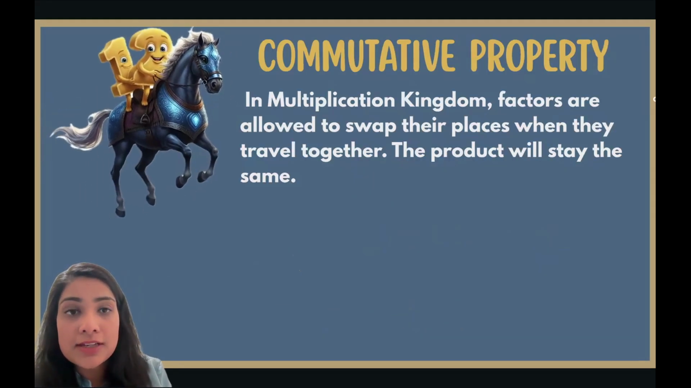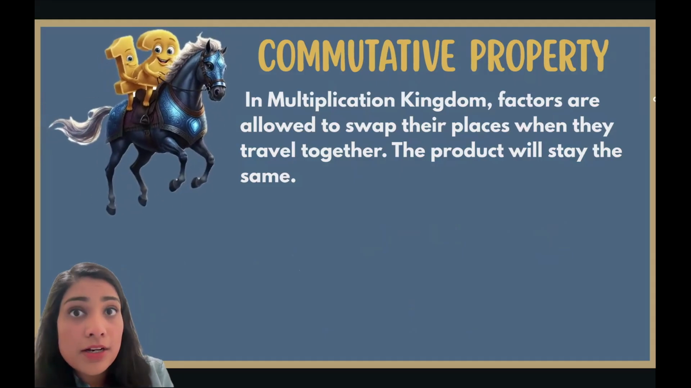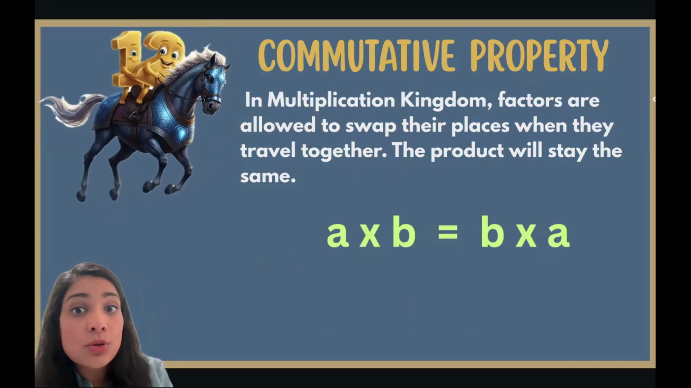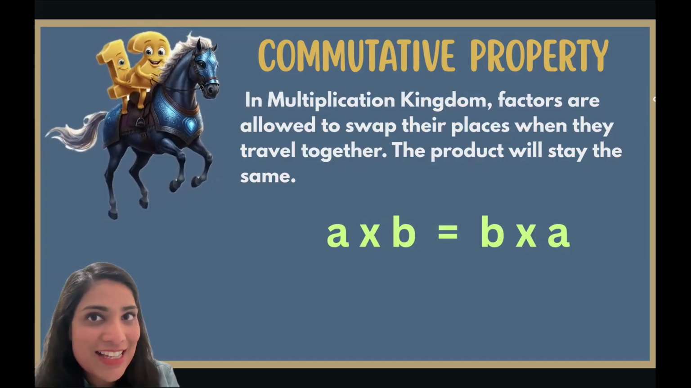In multiplication kingdom, factors are allowed to swap their places when they travel together. The product will still stay the same. So A times B will be same as B times A. Let's look at the next rule.